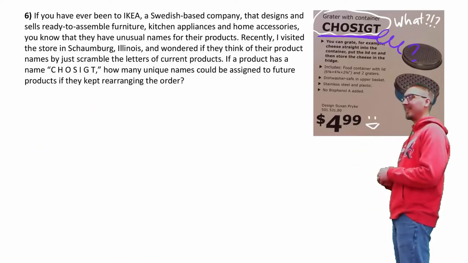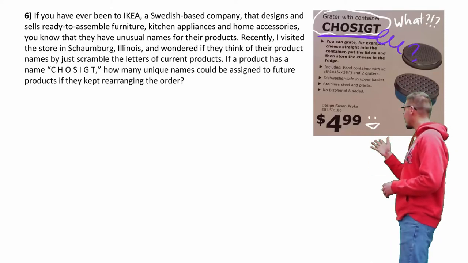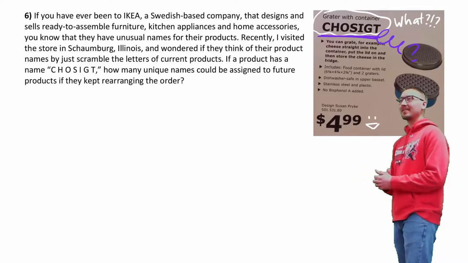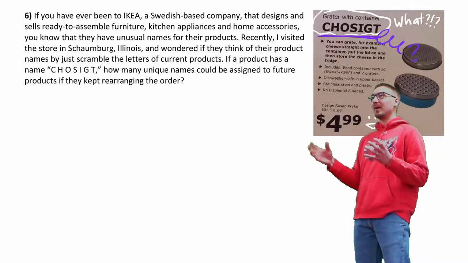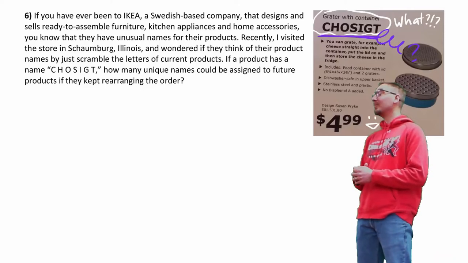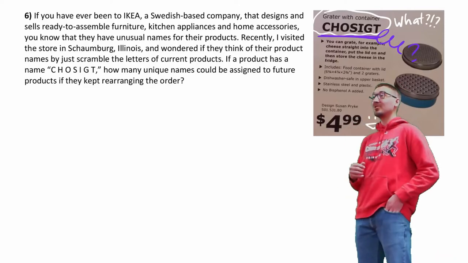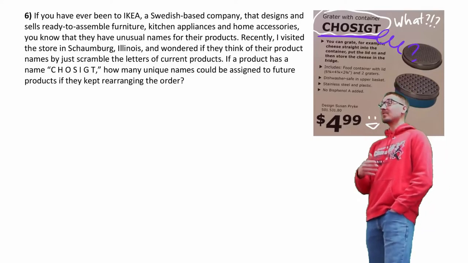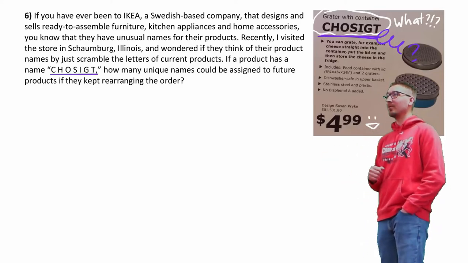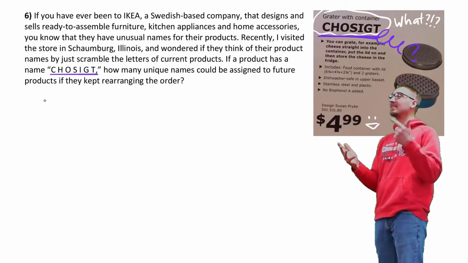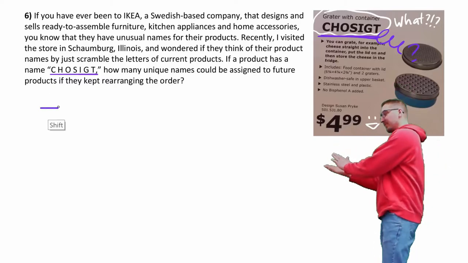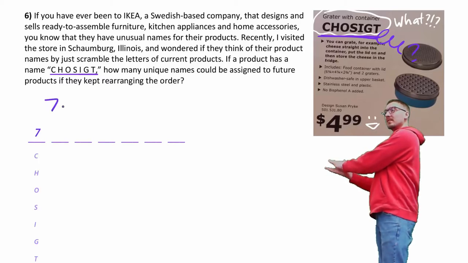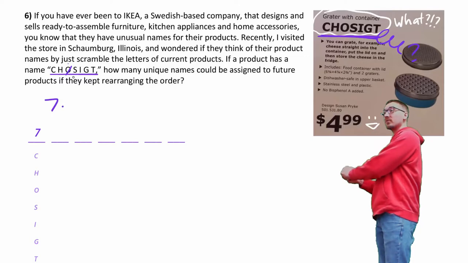So being facetious, I thought to myself, well, if you were to just use those letters and rearrange them into a new name for a new product, how many different times could you get away with that? How many unique names can be achieved by just using this one word? And so if you think about, first, how many letters? There are 7 total, C-H-O-S-I-G-T. Well, in the first position of our new name, we could choose any of those 7. And so we're gonna take any of those 7, we're gonna plop one into that first spot.